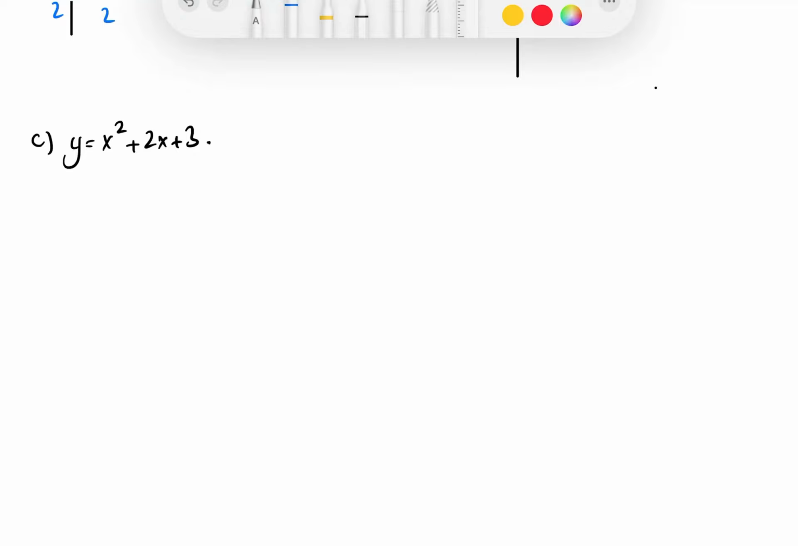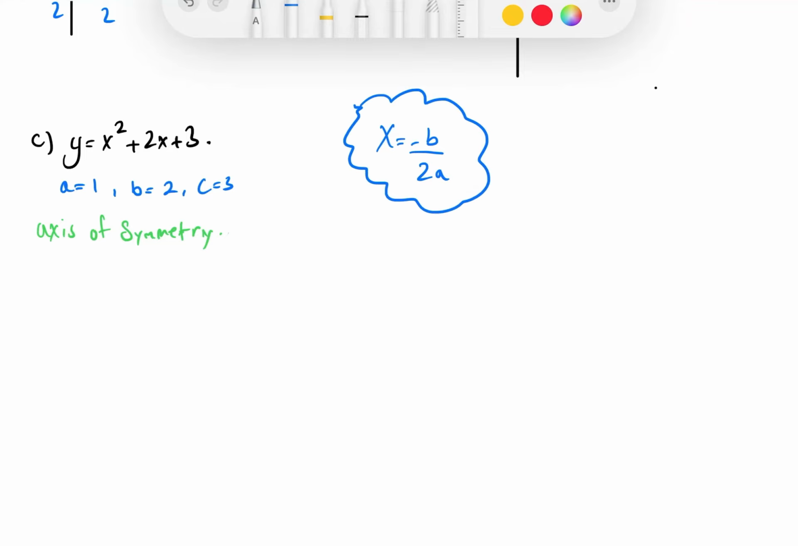How do you go about this one? Over here, first you have to identify the coefficients. The coefficient of x squared is 1. The coefficient of x is 2. And c is 3. Okay, pretty simple so far. The second part is to find the axis of symmetry. The axis of symmetry is basically the x coordinate of your vertex. So in order to find the vertex, we have a formula. The formula is x is equal to -b over 2a. This is known as the vertex formula for the x coordinate, obviously.